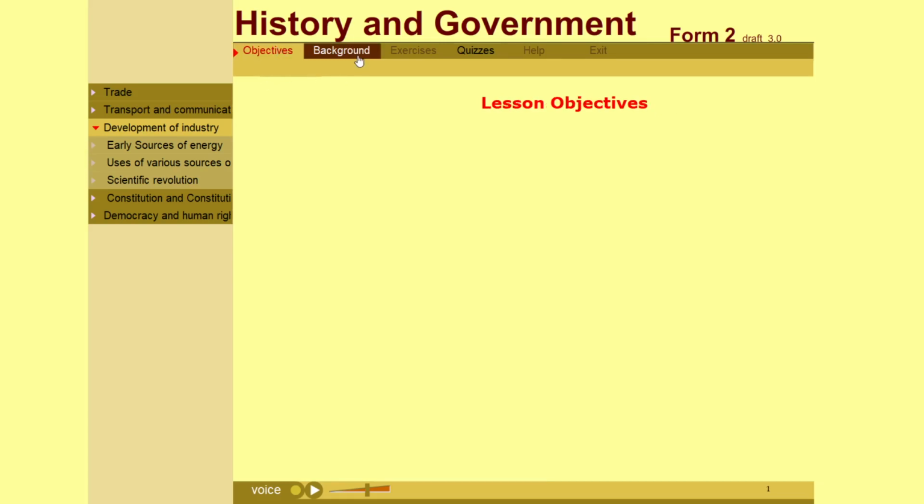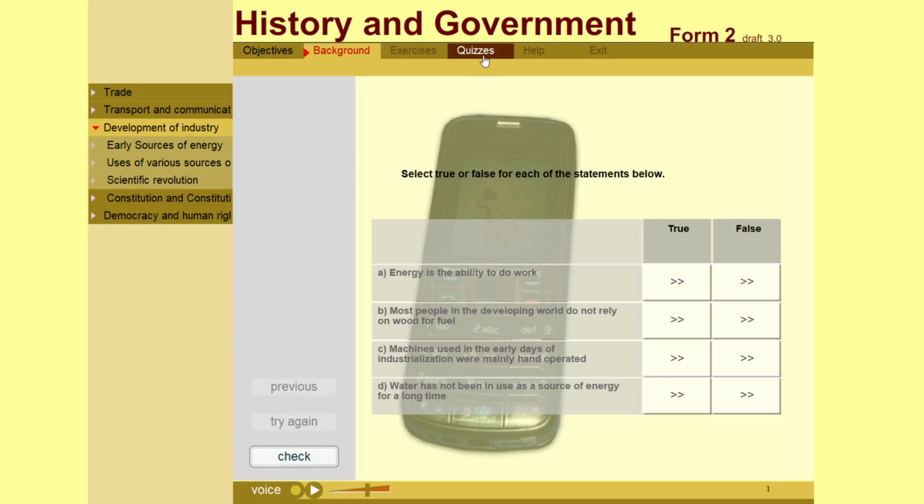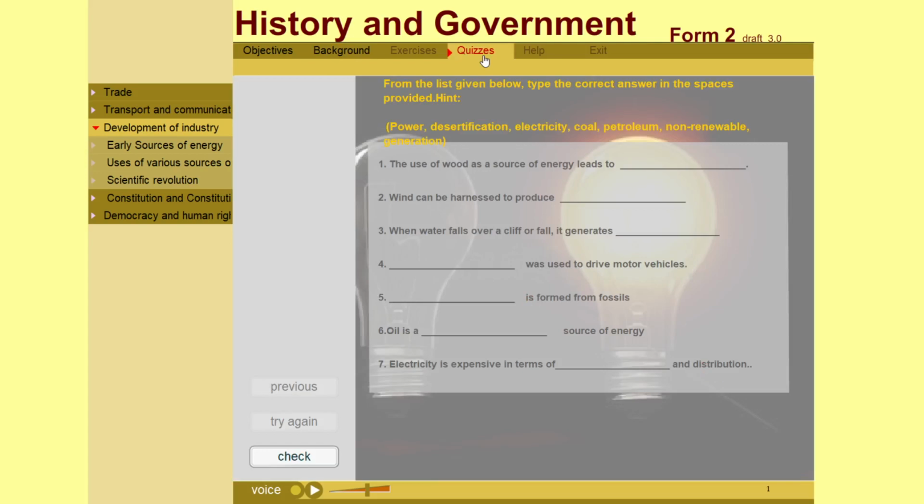By the end of the lesson, you should be able to identify sources of energy and state uses of various sources of energy. The exercise provided will help you remember what we learned in the previous lesson. Attempt the following exercise. From the list given, type the correct answer in the spaces provided.